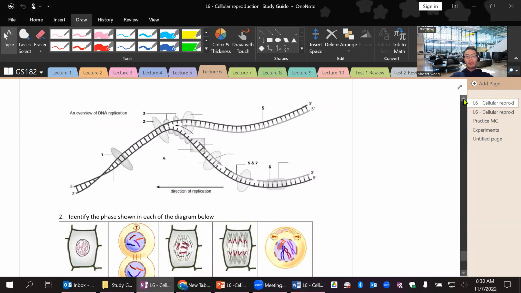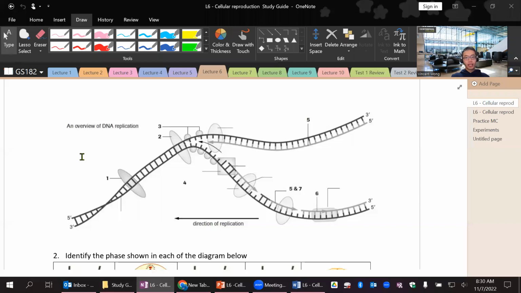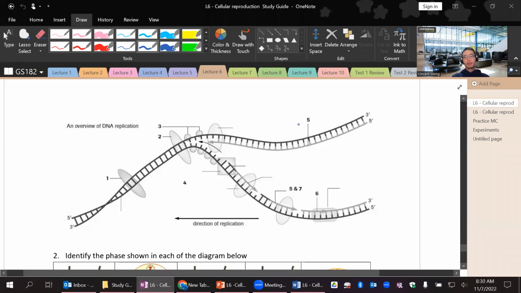So let's start by going through some of the things that we learned last Monday before we dive right into today's lesson. If you have your study guide, please turn to this diagram. It should be on the last page of the study guide.